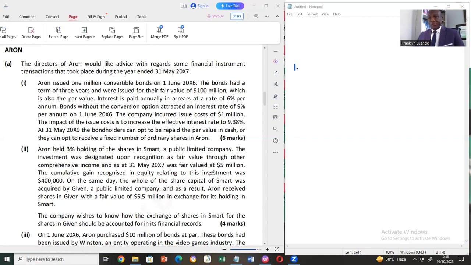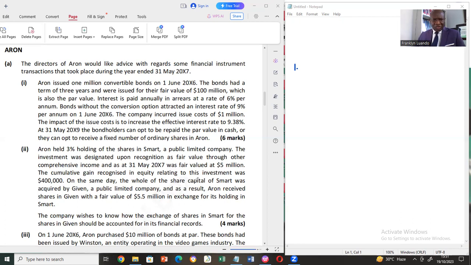First, we need to determine the debt component. The debt component is the sum of the present value of interest and the principal. These are discounted using the effective interest rate. So we can look at the question now, that is part 1.